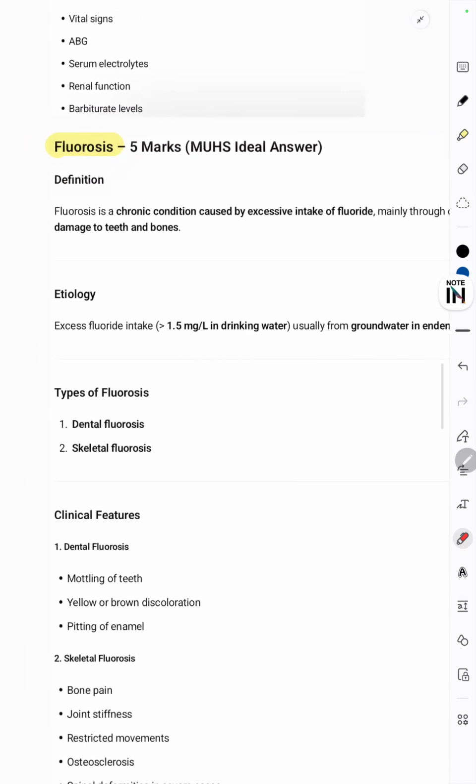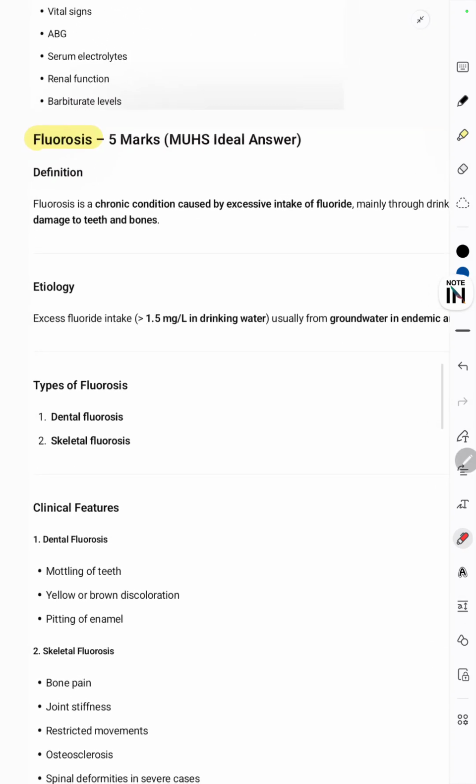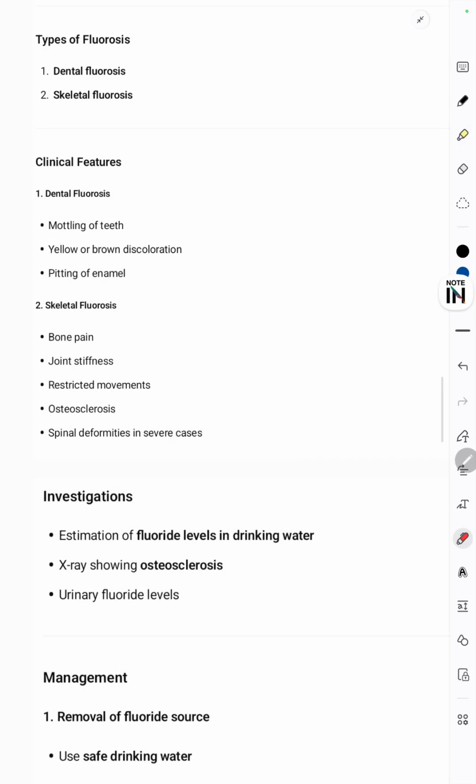Then apart from that, another thing is fluorosis. Fluorosis is a chronic condition caused by excessive intake of fluoride, and it damages the teeth and the bones. Excess fluoride intake means more than 1.5 milligrams per liter in the drinking water. Usually it should be less than 0.9. That is from the groundwater, in case of endemic areas. The types of fluorosis are dental and skeletal.